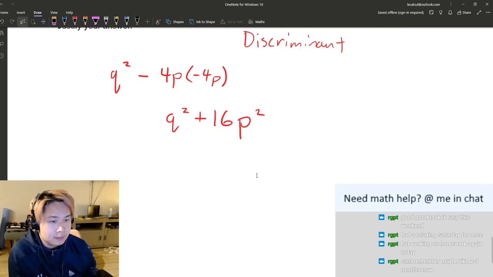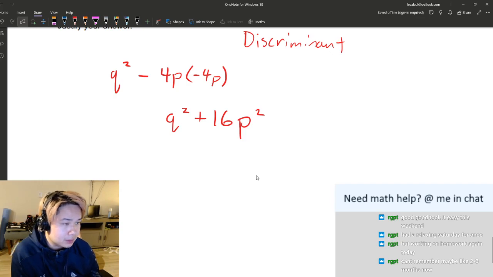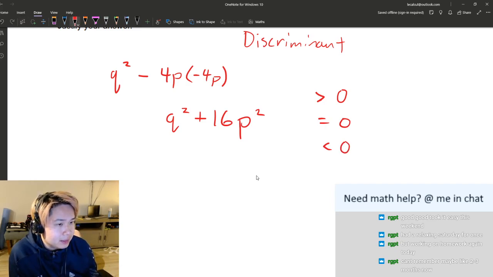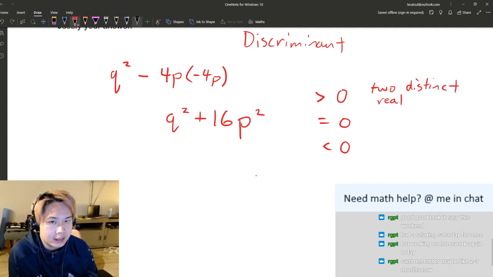So here's my discriminant. Now, the discriminant has three options. It can be positive, it can be equal to 0, or it can be negative, less than 0. So if it's positive, then this has two distinct real solutions. So if you were to graph this parabola, it has two x-intercepts.